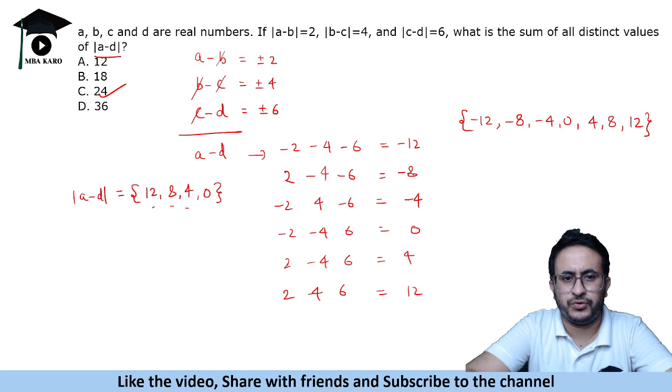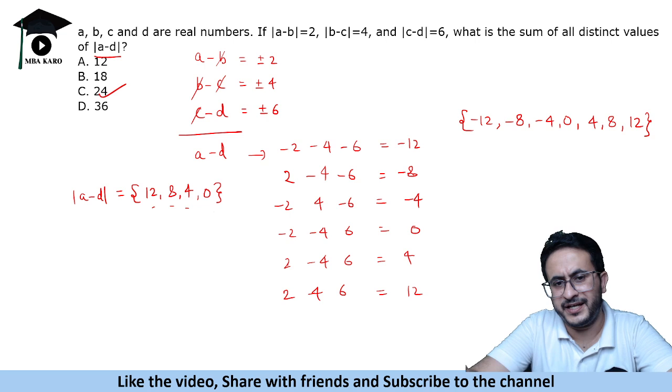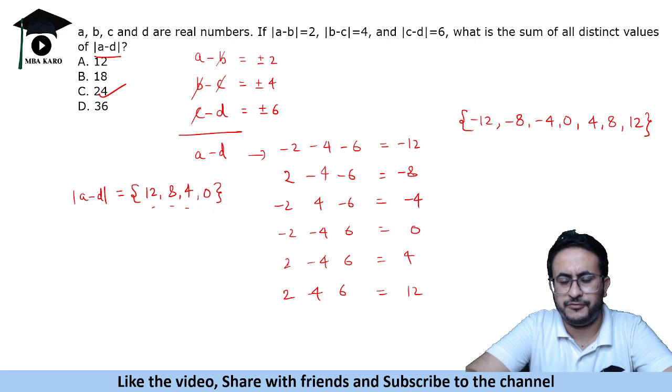Okay, so this was a mod based question. What we did, we opened these modulus, so it can be plus or minus 2, and when we added, we got the value of a minus d. Then we figured out the set of values that will be possible for a minus d. So we found the possible values for mod of a minus d.